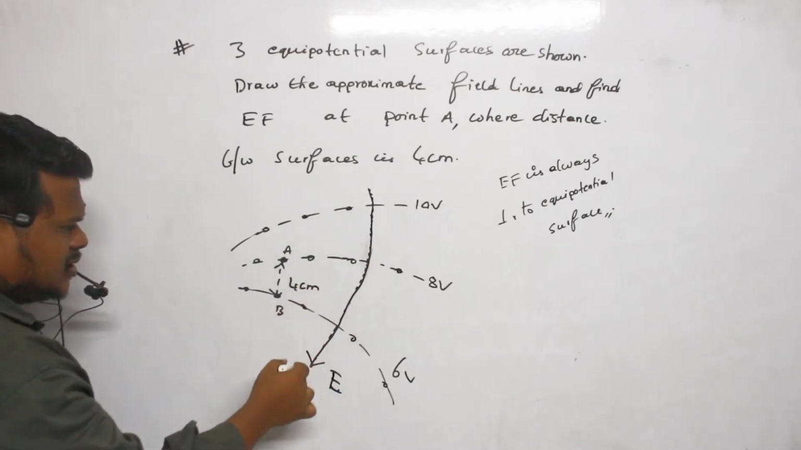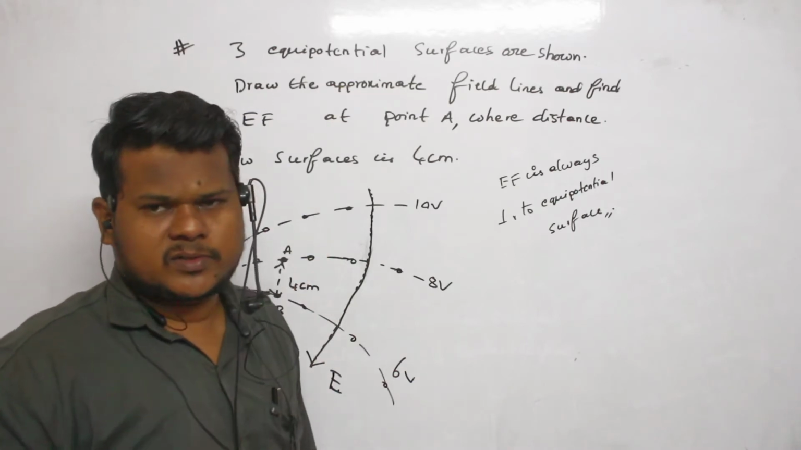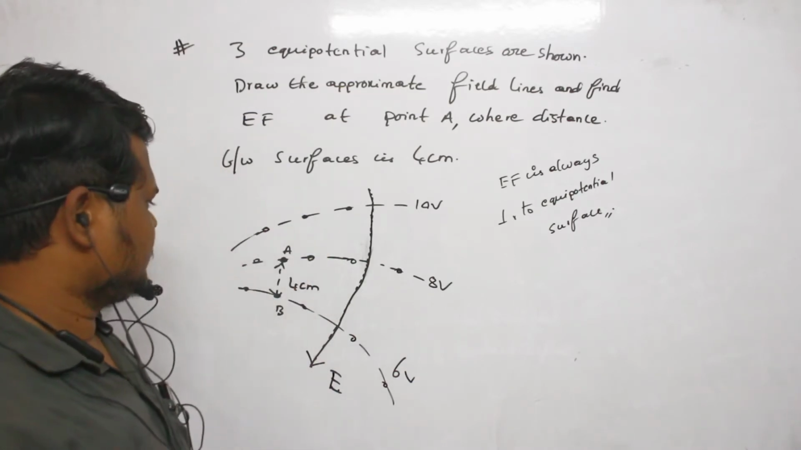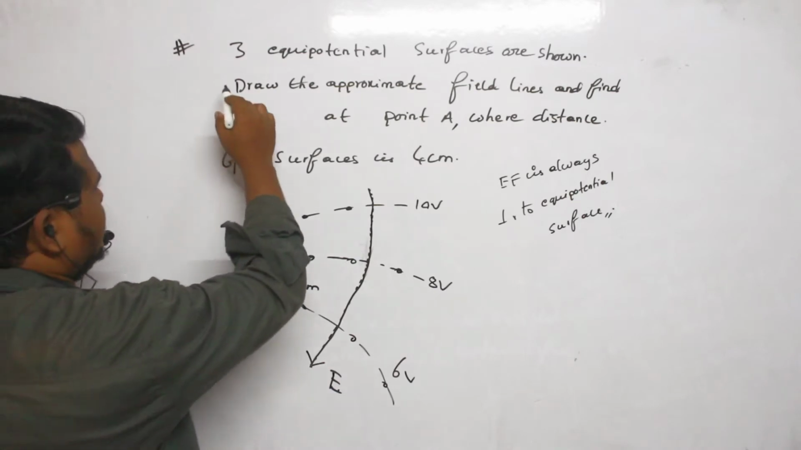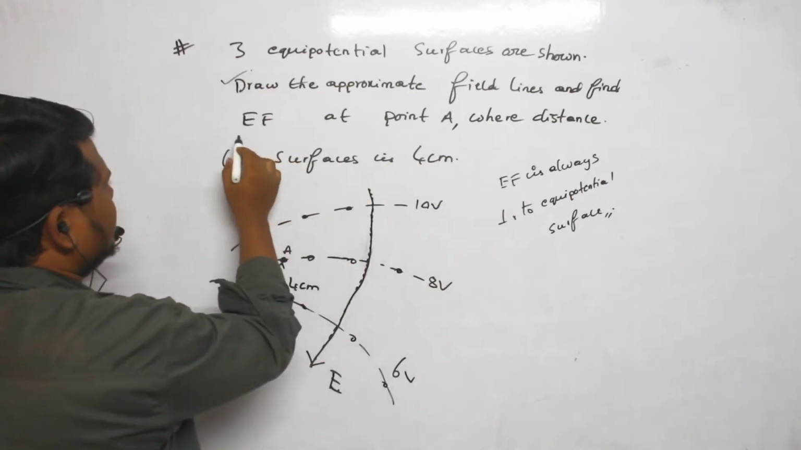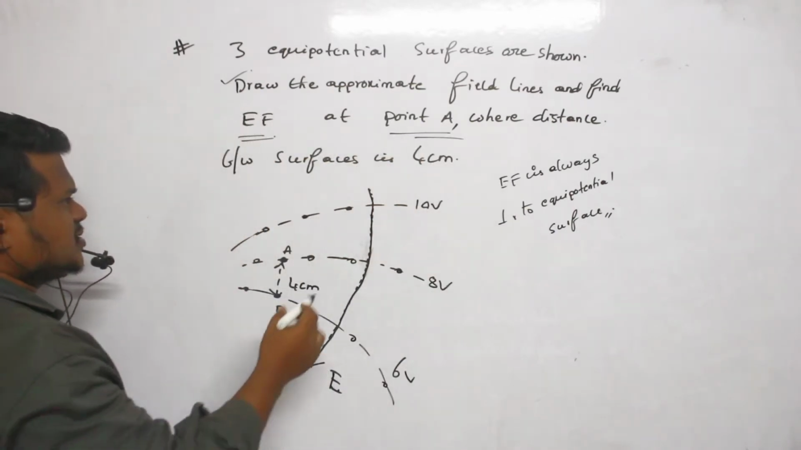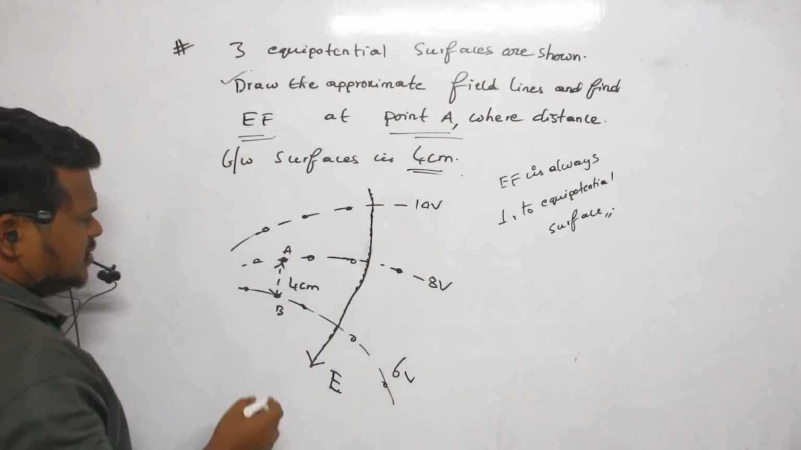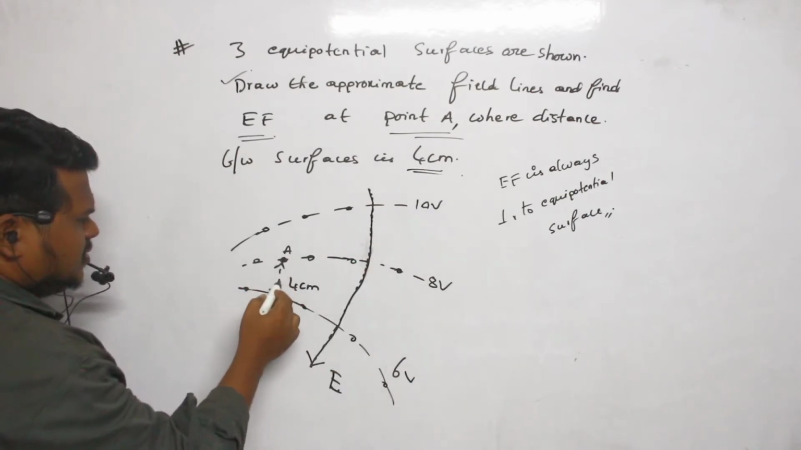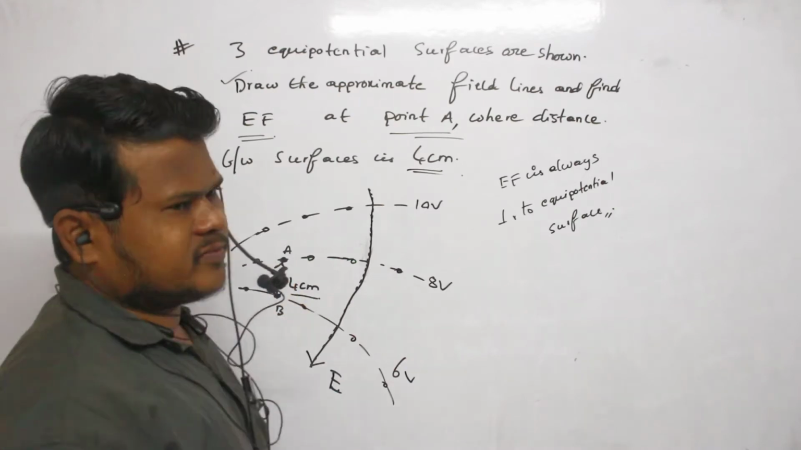So why have we drawn like this? Because everywhere electric field should be perpendicular to equipotential surface. Okay? So the first one we have calculated. Then what he is asking is to find the electric field at a point A where the distance between equipotential surfaces is 4 centimeter. Clear? So here the distance between two equipotential surfaces is 4 centimeter. Here I want to calculate the strength of electric field.